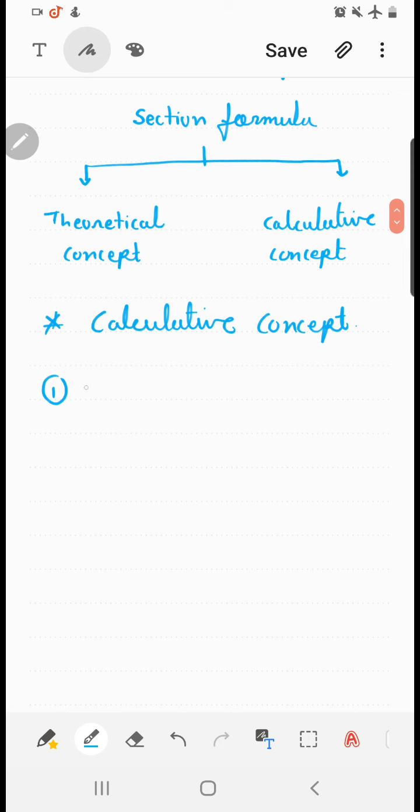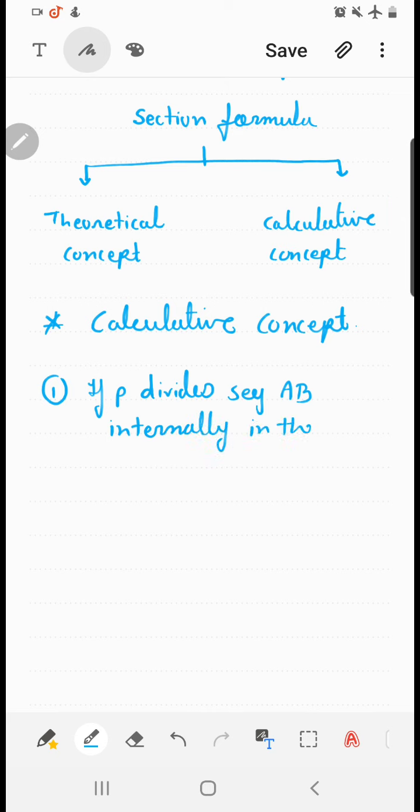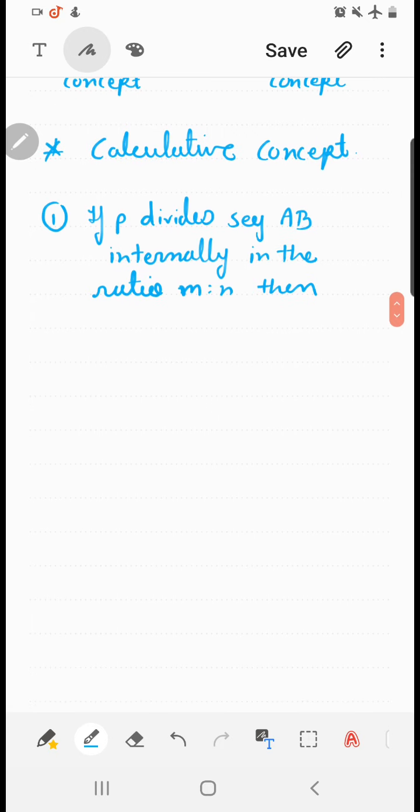If in a sum we find P divides segment AB internally in the ratio m is to n, then suppose you find this statement in exam and the data is given in terms of ijk, then we apply section formula. Now this we have already discussed in the coordinate geometry chapter.